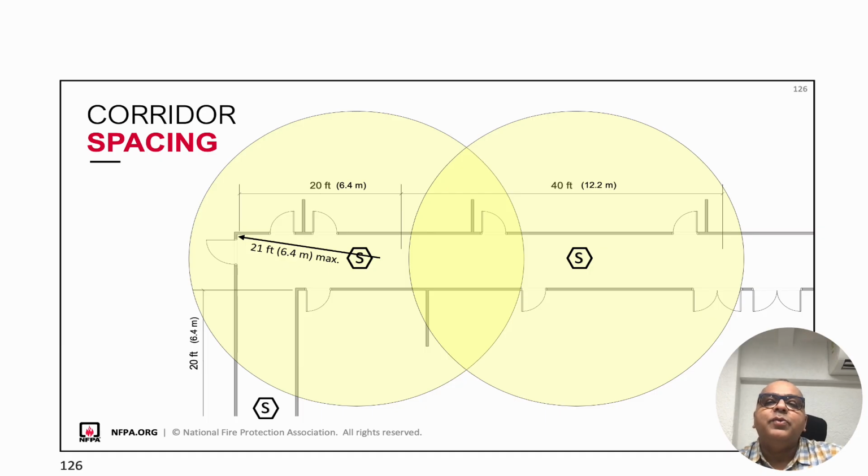Once a corridor gets wider than 15 feet, smoke no longer channels effectively, so we revert to the standard 21 feet design radius for a 30 feet spaced detector.